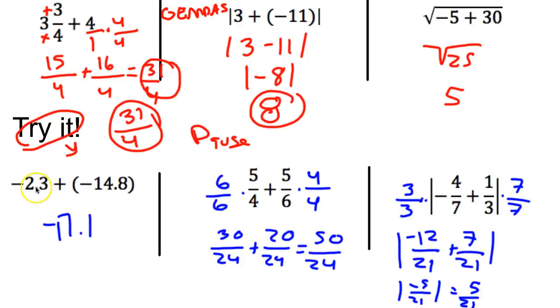So this one over here, negative 2.3 plus negative 14.8, you can change that to negative 2.3 minus 14.8, and I will stick that right in your calculator.